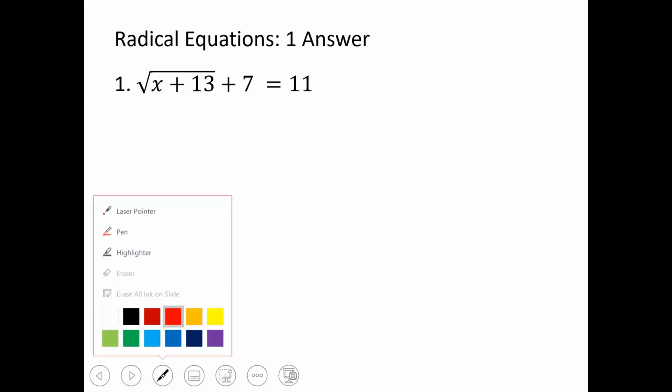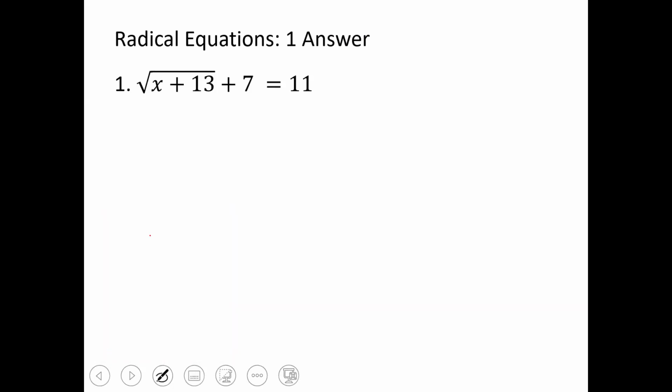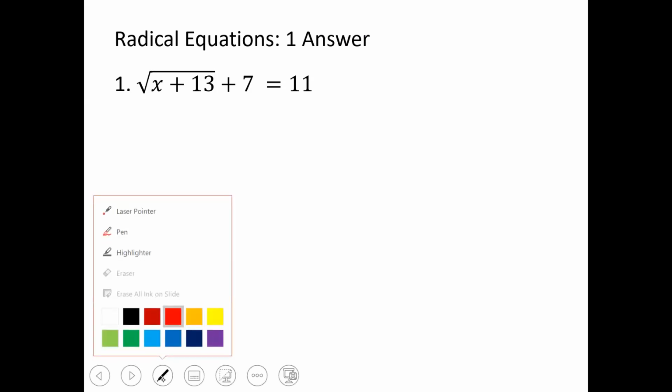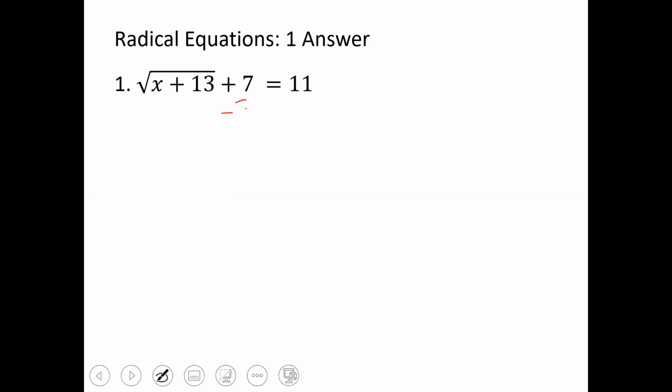So number 1, the square root is not by itself. You see how this plus 7 is kind of on the outside? So we need to move it to the other side. Since we're crossing the equal sign, you're going to do the opposite. So you're going to subtract that 7 over to move it.